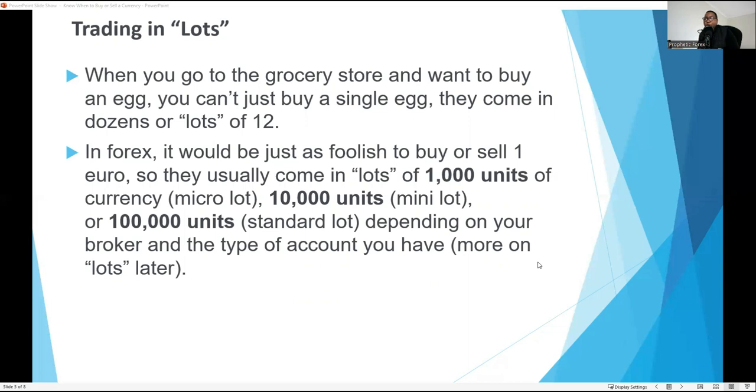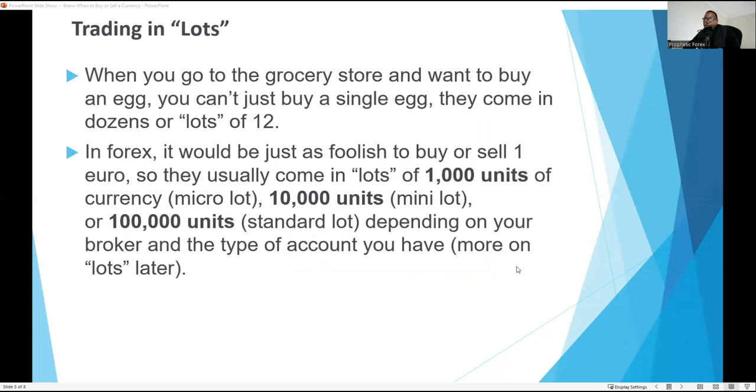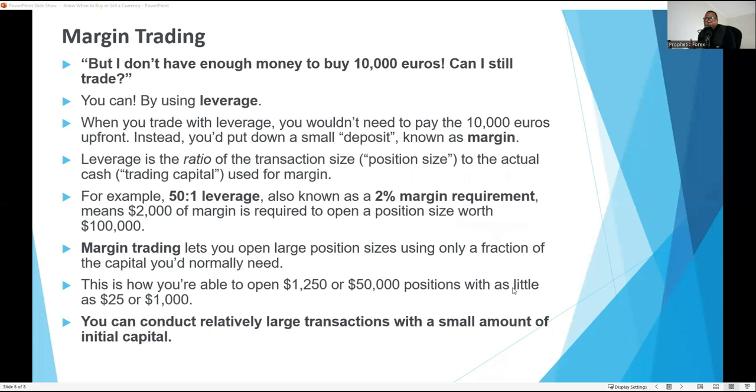So they come in lots of 1,000 units, that's micro. And of course, 10,000 units, that's mini. And of course, we have 100,000 units, that's standard, depending on your broker and the type of account you have, and more on lots later. So of course, that's lot sizes, and they control the amount of risk that you're willing to take as a trader. We're going to dwell more on it in other episodes. I'm just touching on it in order for you to understand exactly what we're talking about here.